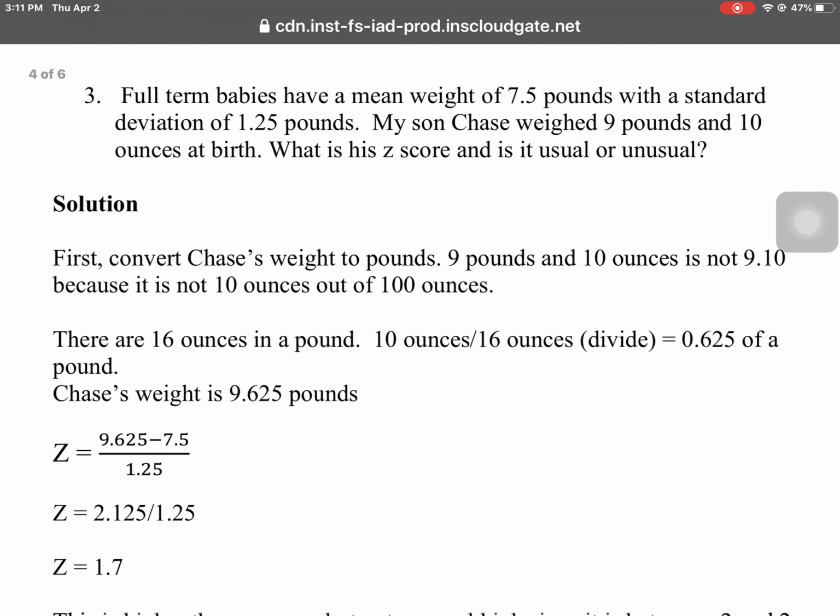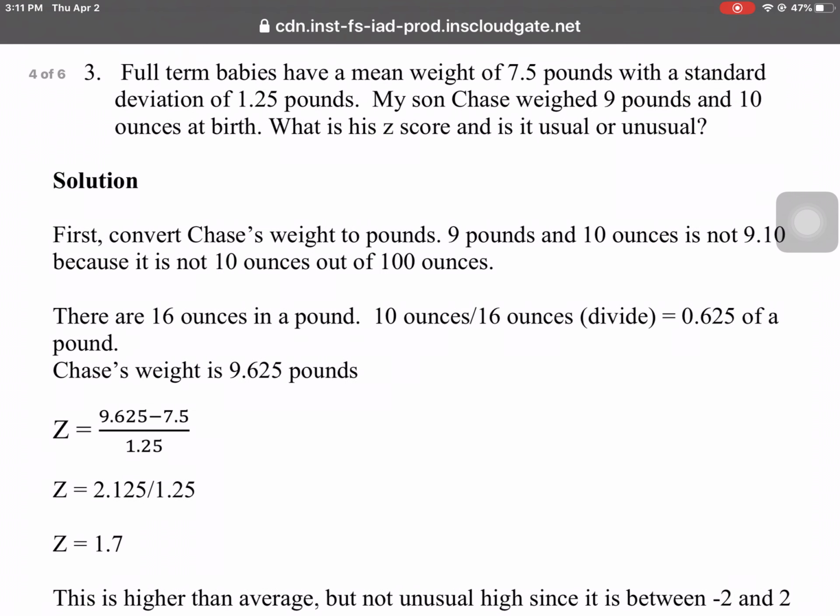Okay, just some more examples. Full-term babies have a mean weight of 7.5 pounds, standard deviation of 1.25. My son Chase weighed 9 pounds and 10 ounces. What's his z-score, usual or unusual?